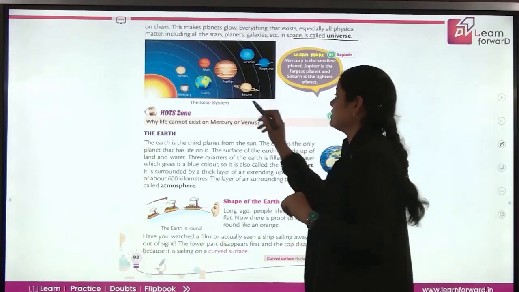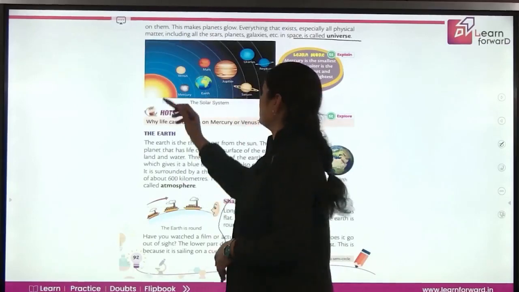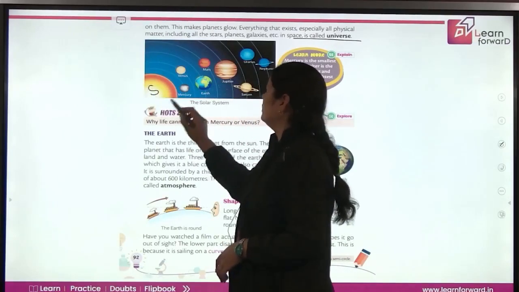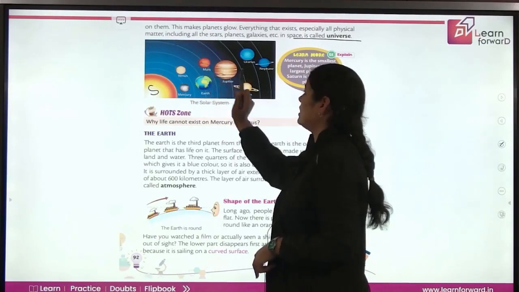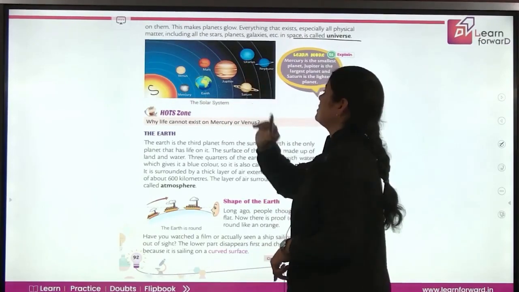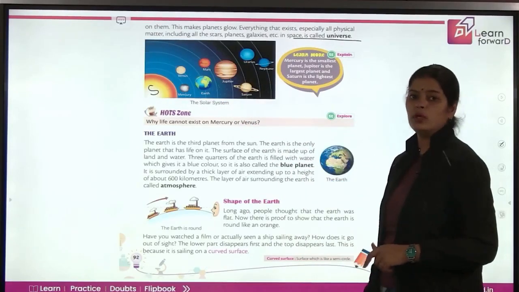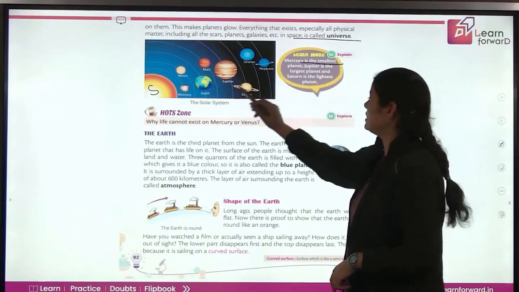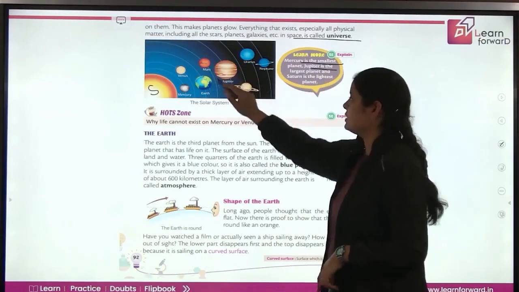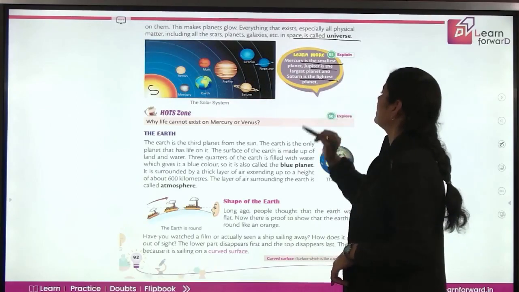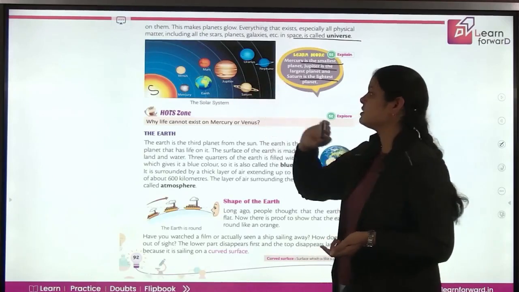Okay. So this is the solar system. This is the sun. Mercury, the first planet, Venus, Earth, Mars, Jupiter, Saturn, Uranus and Neptune. Okay. So these 3 planets actually look blue in color. So now Mercury is the smallest planet. Jupiter is the largest one. And Saturn is the lightest planet. It is only made up of gases. So it is the lightest planet.